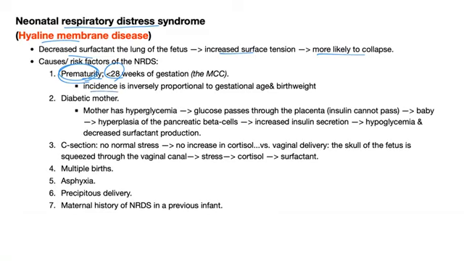Incidence is inversely proportional to the gestational age. Let's say that the baby reached 40. This is a higher gestational age, therefore lower incidence of neonatal RDS. Same thing with birth weight. The higher your birth weight, the less the incidence of neonatal RDS. Diabetic mother is an important cause, and we'll talk about this in the next slide.